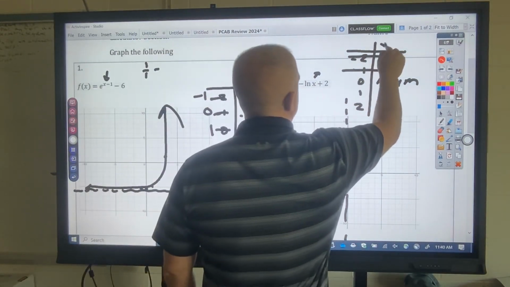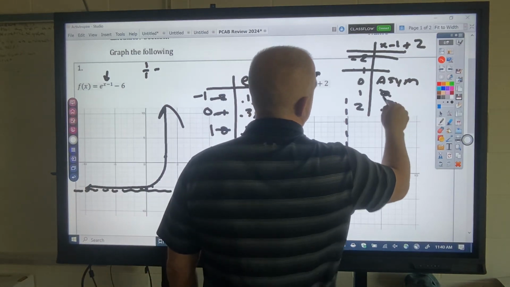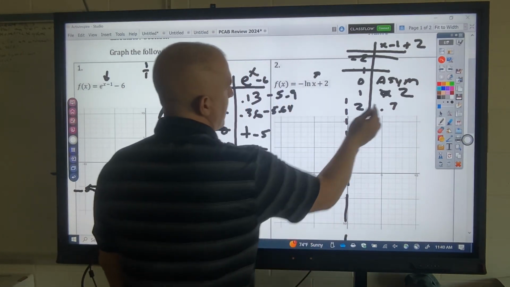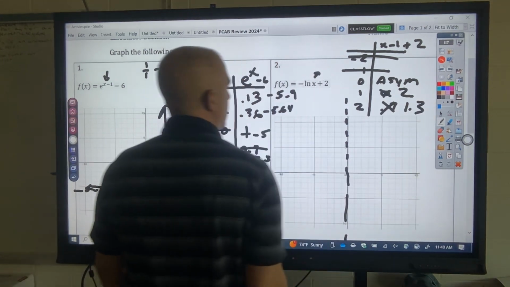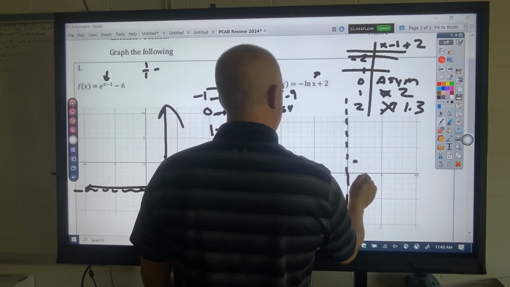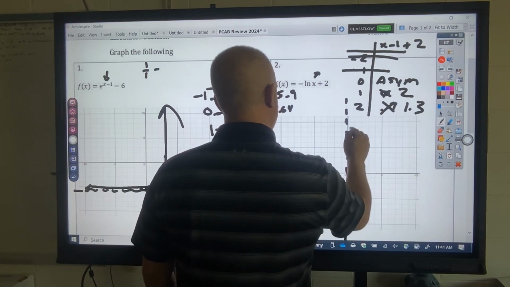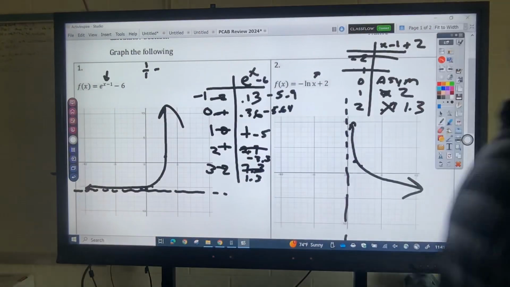I want to multiply by -1 and then add 2. So that's going to be 0 plus 2 would be 2. That'd be -0.7 plus 2 would be 1.3. Okay, so 1 over 2 up, 2 over 1.3 up. So this is what it would look like, something like that. Okay.